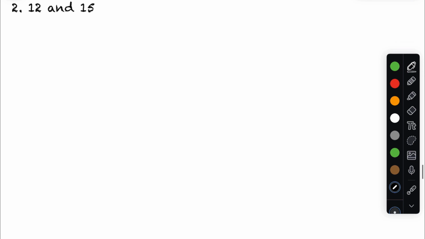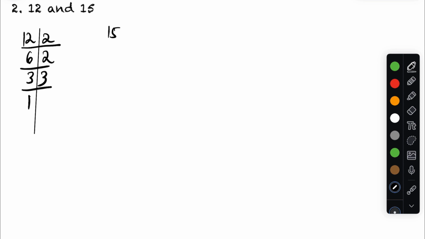Okay, let's look at the second question and see if we really understand it now. We're going to use the ladder in this one. We're not going to use the list of prime numbers. So it's 12. 12 divided by 2, it's 6. 6 divided by 2, it's 3. And 3 divided by 3, it's 1. And then 15. 15 divided by 3, it's 5, and 5 divided by 5, it's 1, right?